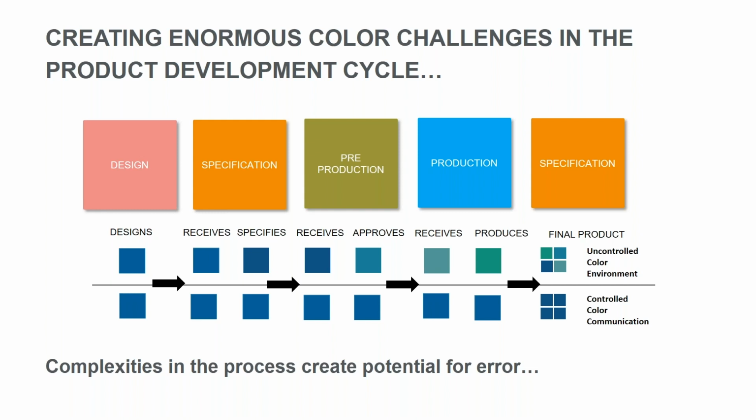So from design, someone comes up with a great design for, say, a ski jacket or something like that. In specification, they make the final decision on what that color is going to be, based on trend or different opinions within the design team. But they pick a color, and hopefully they pick a color that's appropriate for the materials that are going to be put together.